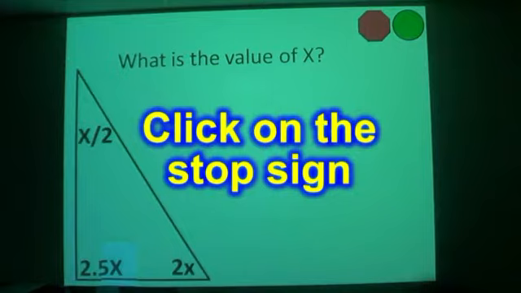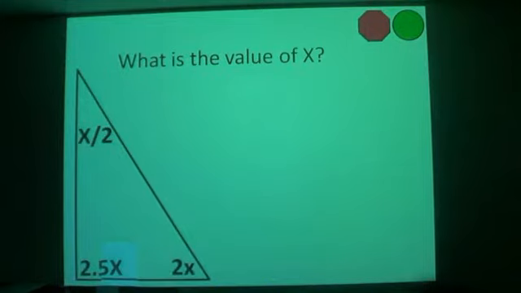What is the value of x? Click on the stop sign if you need to. You know that the total is 180 degrees. So here we have 2.5x, here we have half of an x, and here we have 2x. 2.5x plus a half x plus 2x is 5x. So I have 5x equals 180.